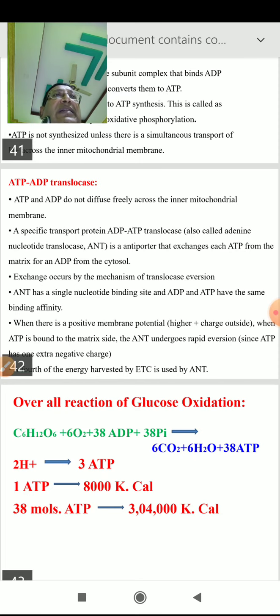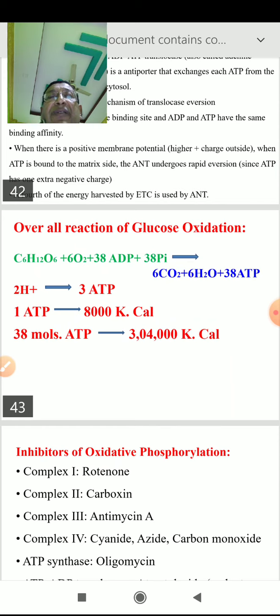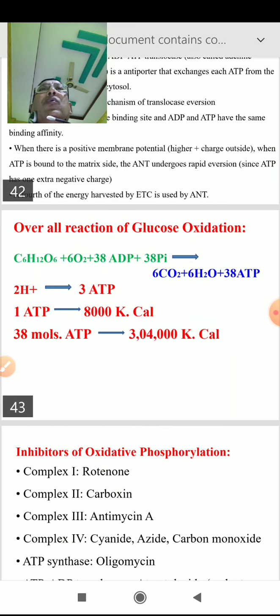So in my next and final slide, I would like to show the overall reaction of the glucose oxidation. Now when one glucose molecule, C6H12O6, is oxidized with 6 molecules of oxygen and 38 ADP and 38 inorganic phosphate, it will liberate 6 molecules of carbon dioxide, 6 molecules of water, and 38 molecules of ATP. In some books, instead of 6 oxygen, it may be 12 oxygen. If it is 12 oxygen, then there is liberation of 12 water. That doesn't matter. Our main purpose is the liberation of ATP. One glucose molecule will give rise to 38 moles of ATP.